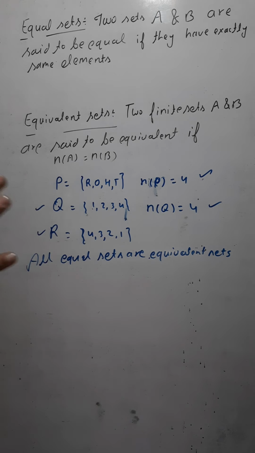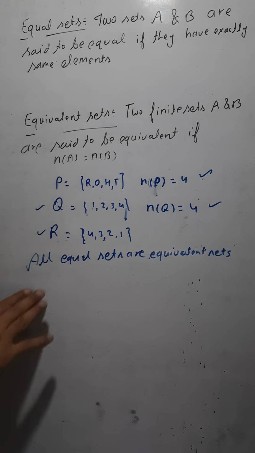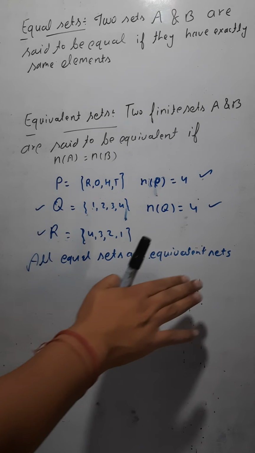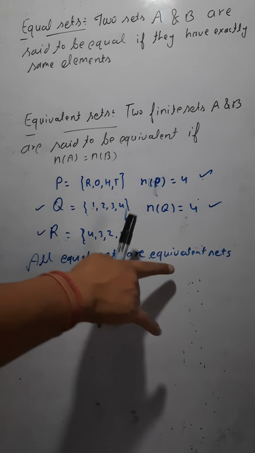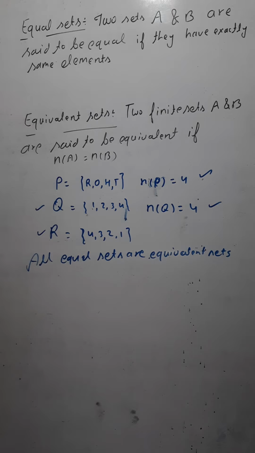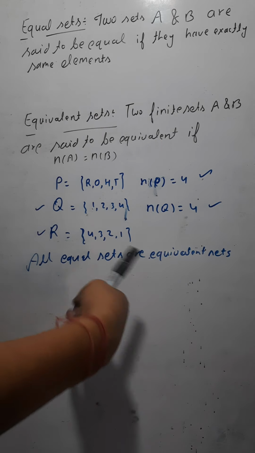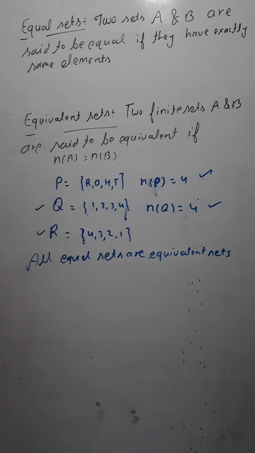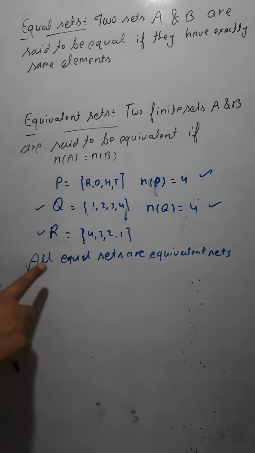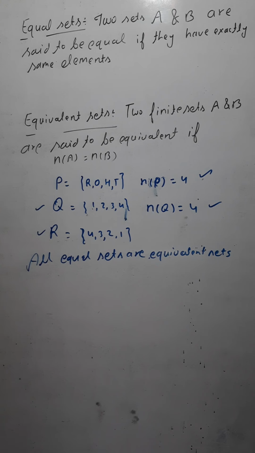Are you getting it or not? Very good. So it implies all equal sets are equivalent sets, but vice versa is not true. All equivalent sets are not equal sets. Sometimes it is possible that some equivalent sets are equal also, but not all the time. So this is how we have defined equal sets and equivalent sets. Just note it down, then we will move further.